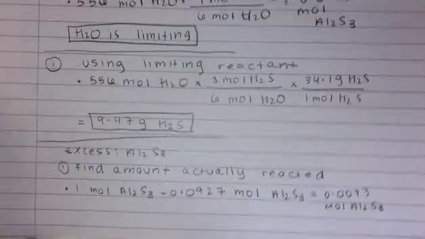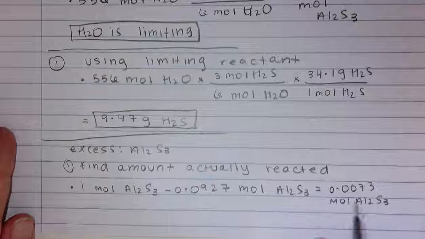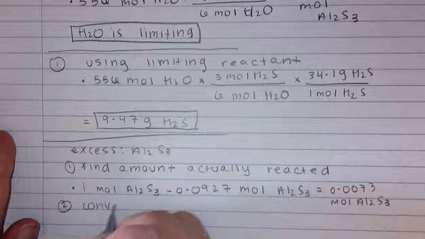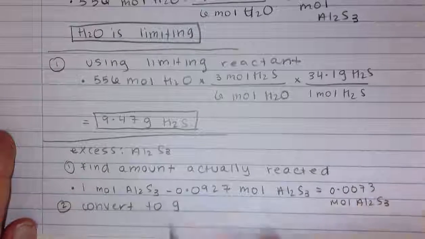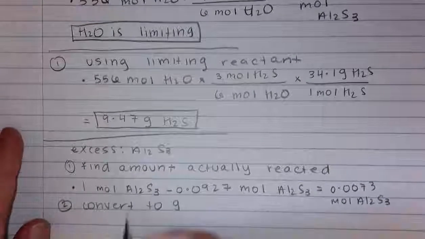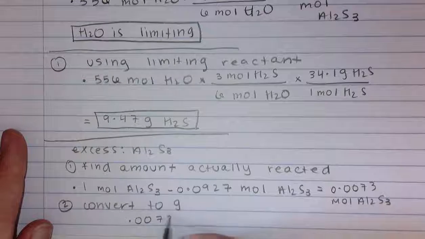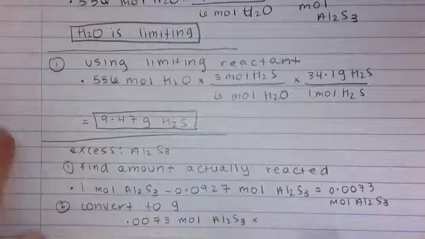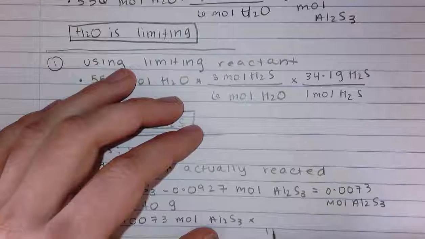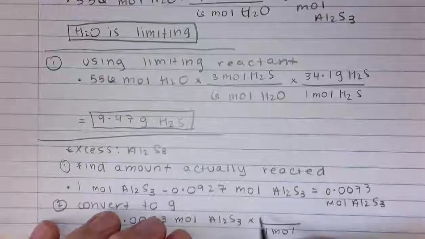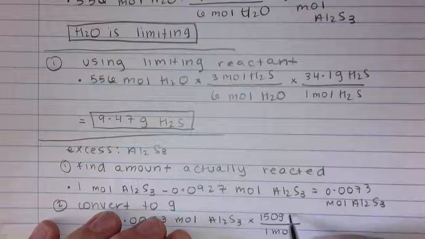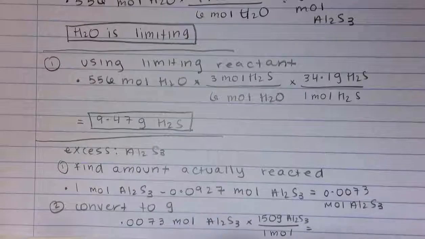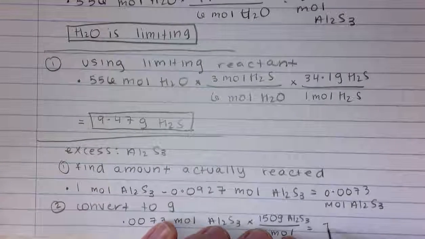And the very last thing we're going to do is convert to grams to find the mass. And we're just going to do that using the molar mass. So we have 0.0073 moles of aluminum sulfide, and for 1 mole we have 150 grams. So we get that the amount we have left over is about 1 gram.